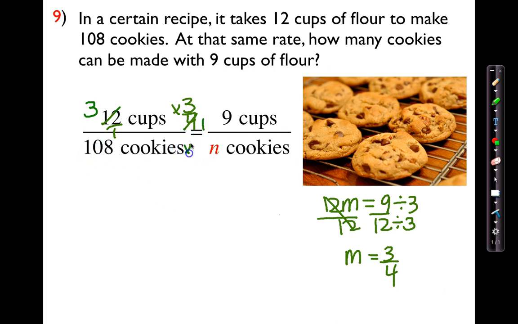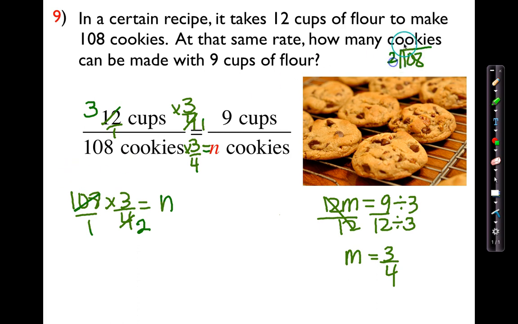So we're going to go ahead and do the same thing here. 108 times 3/4 should give us the amount of cookies. So we're going to do 108 times 3/4 equals the number of cookies. 108 and 4 have a 2 in common from what I can tell, since they're both even, which is going to give us, let's see, 108 divided by 2. Going to give us 54.